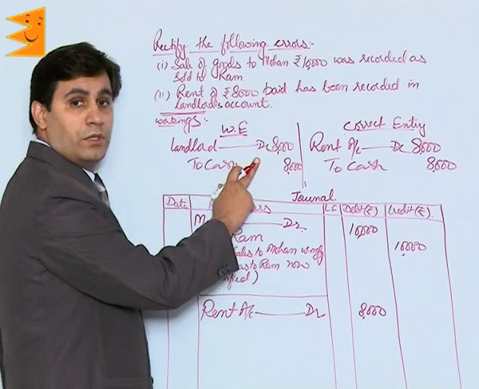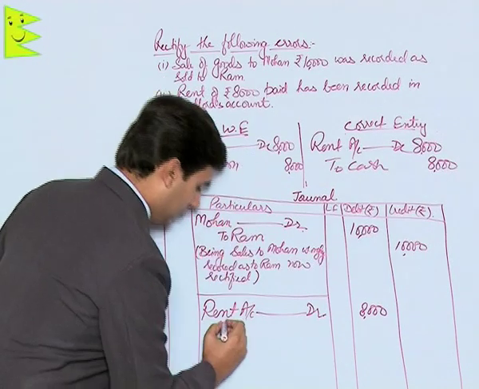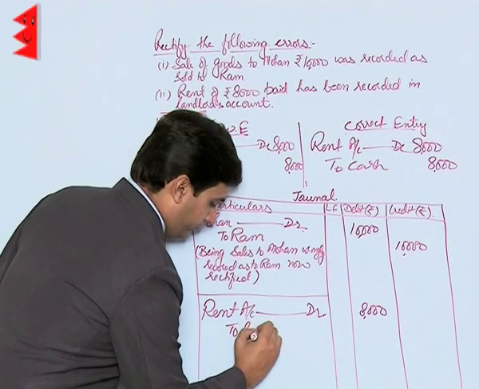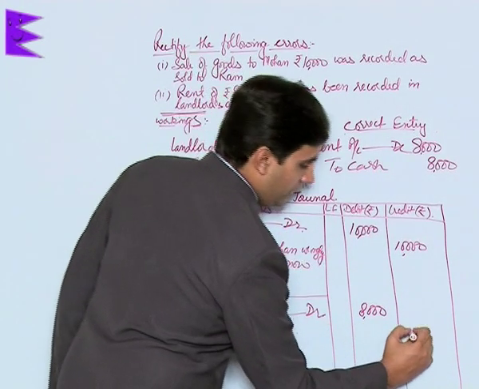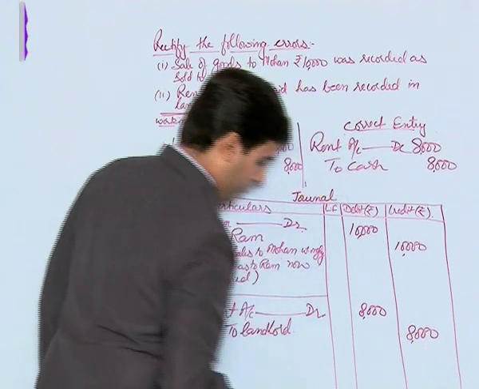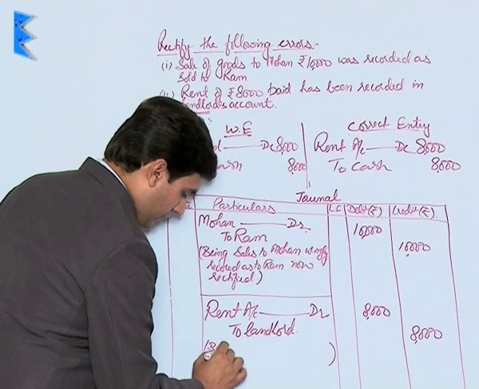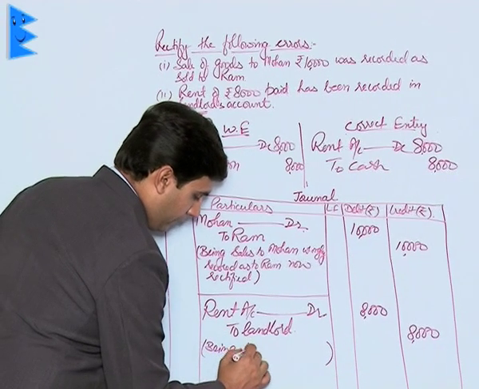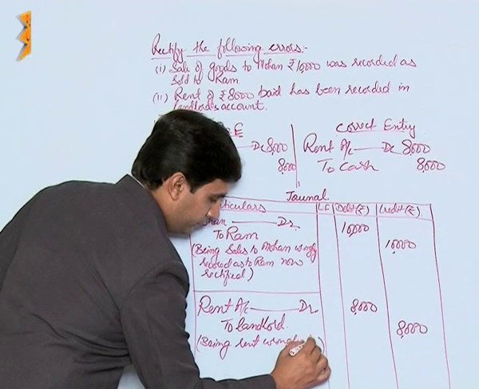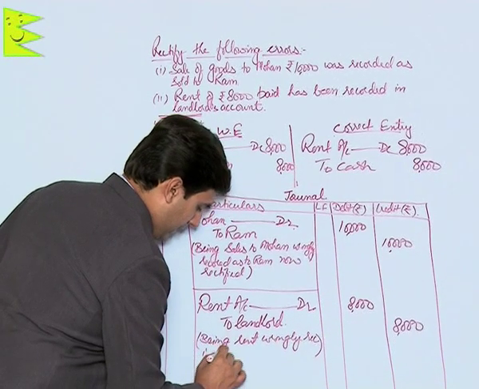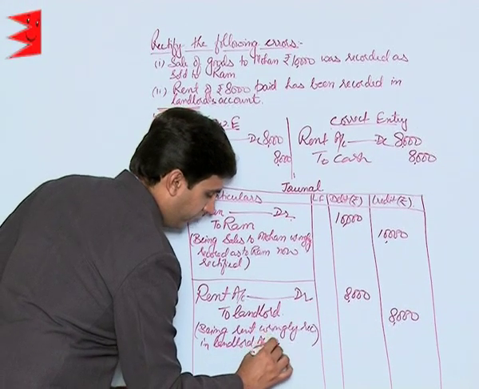The landlord should not have been debited. So just to cancel this effect, we will credit landlord now. To landlord, the amount would be 8,000. The narration in this case would be: being rent wrongly recorded in landlord account, now rectified.